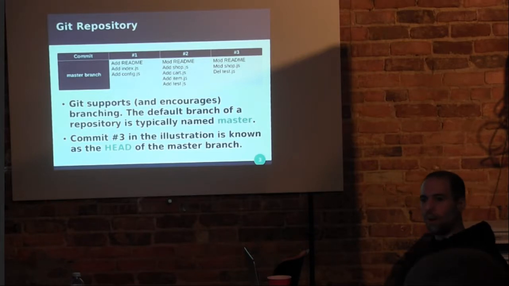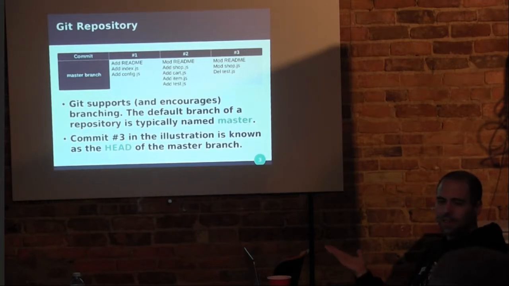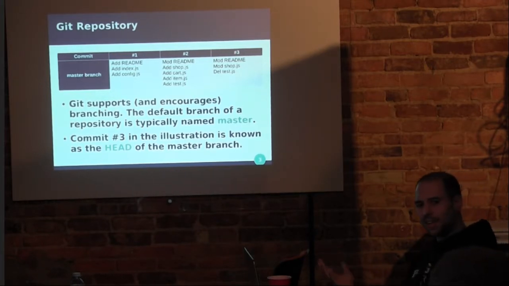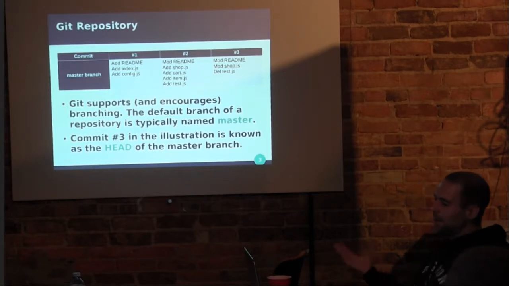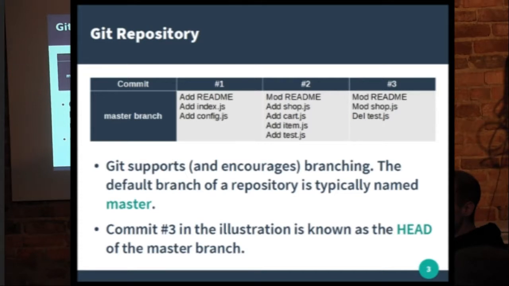So in commit number 1, that's the initial commit, all we have is a bunch of additions. We add a README and 2 JavaScript files. Commit 2, along with adding those, of course, in the change set is the contents of those files. Commit 2, just as an example here, we have a modified README file, and I've added 4 new files, JavaScript files: shop, cart, item, and test. And then in the 3rd commit, we again modified README, shop, and we deleted test. So each of those cells represents a change set.